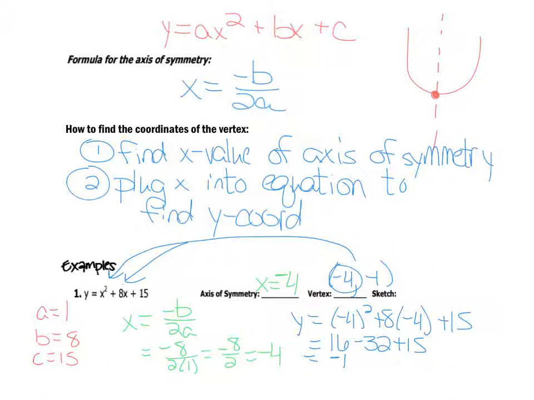So when it says sketch, here's what you're going to do. Don't make this difficult. We're just doing a basic sketch. (-4, -1) is right here, right? Here's your axis of symmetry, x equals -4. Then you look over here and you go, well, this parabola opens up, so it's going to look something like that. Since a is positive, the parabola opens up, done. So you got the axis of symmetry, the vertex, and you sketched it.